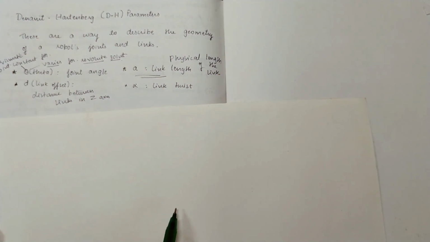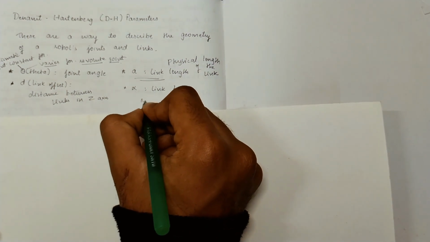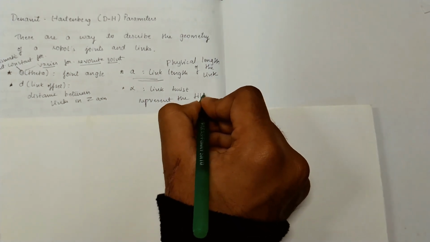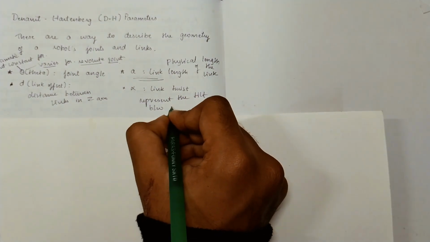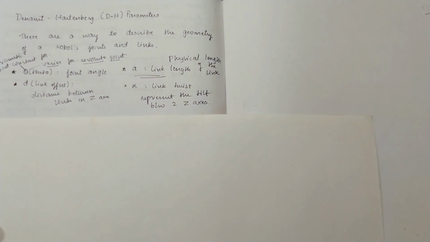So next comes alpha, that is the twist angle. Alpha gives the twist angle between the z-axes of two consecutive frames measured about the x-axis. This represents the tilt between the two z-axes.